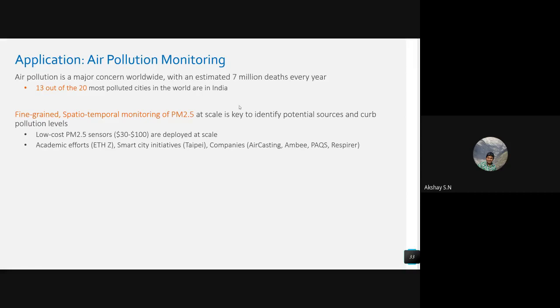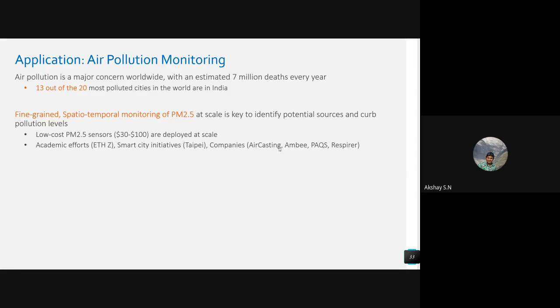If you want to identify potential sources like industry or households, which are putting out too much pollution, you have to identify the sources. To do that, you have to deploy sensors everywhere. That's why people use low-cost sensors, which cost $30 to $100, and are now deploying them at scale. For example, there is a lot of work in Switzerland and in Taipei, where thousands of sensors are being deployed. And also in India, there are a lot of companies now deploying these sensors across multiple cities.